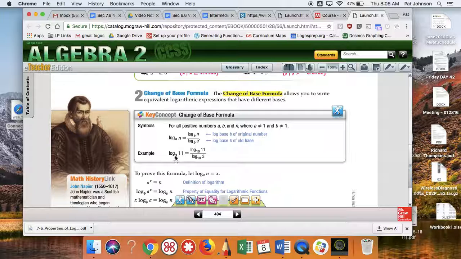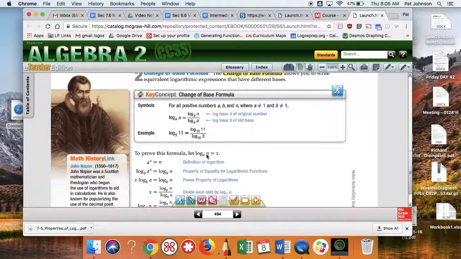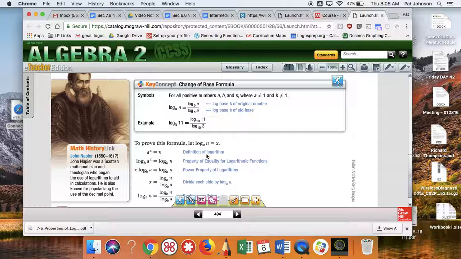So let's look at this one: log base 3 of 11. If you have an older calculator where you cannot put the base in, you can change the base to the same base and say I'm going to take the common log of 11 divided by the common log of 3. Now you can change it to any base. However, we're going to use common log because then you can use the log button on your calculator.